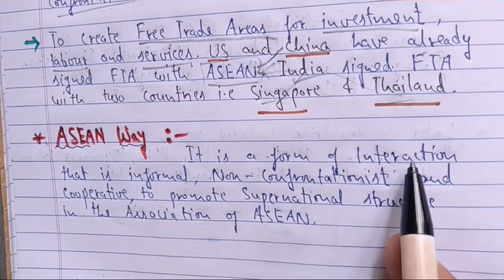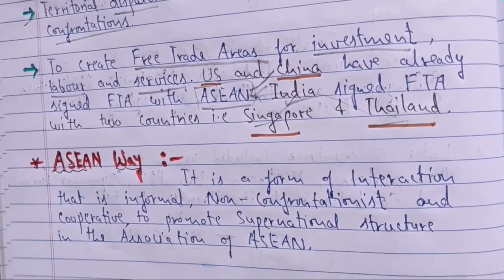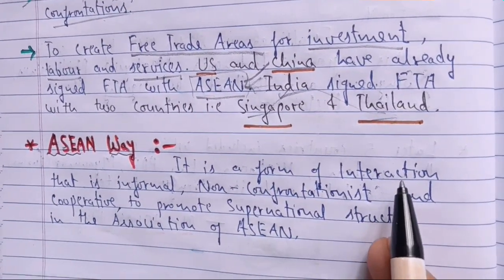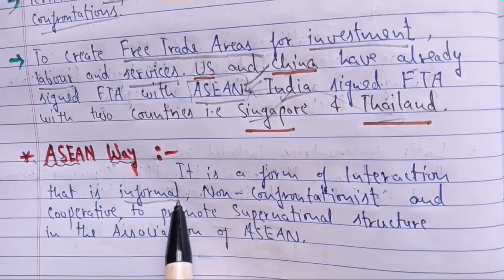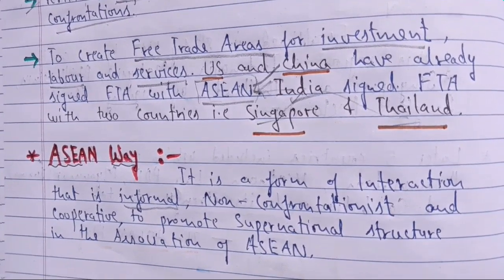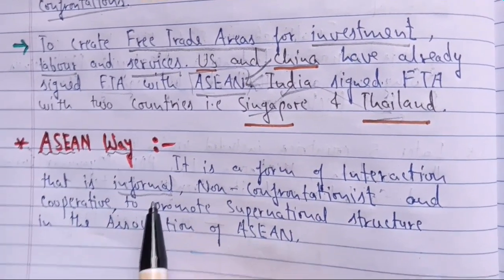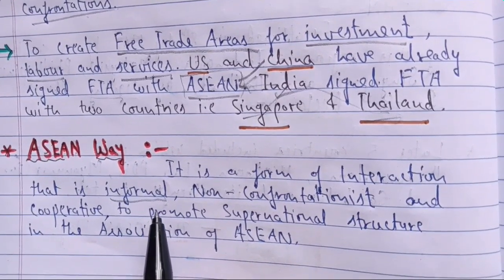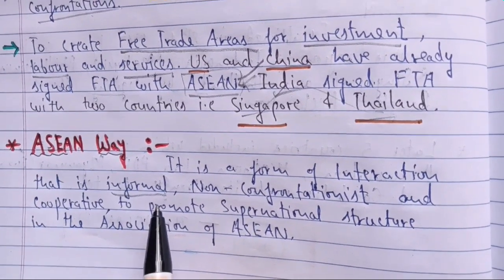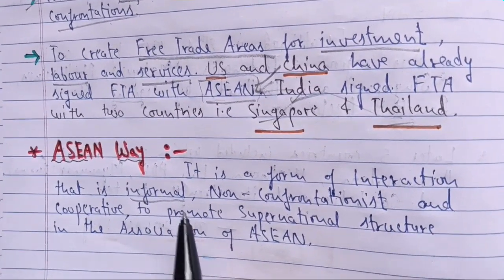It is a form of interaction. In this ASEAN Way, the form in which the 10 countries interacted with each other was informal and friendly. The things they discussed, the planning they did, the policies and plans they put up were very informal. In a very friendly way, they met and decided various things for the betterment of their organization and for the betterment of their region.